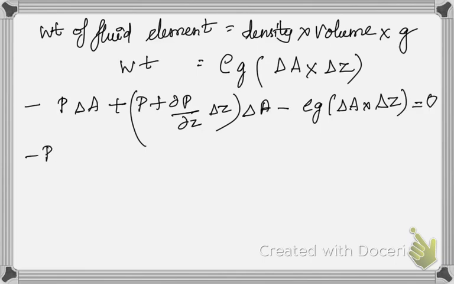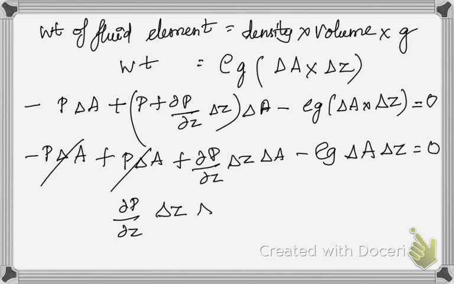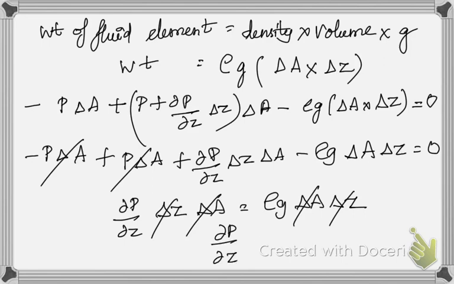Now let me simplify. P into del A, plus P into del A plus dou P by dou Z del Z into del A, minus rho G del A del Z is equal to 0. So minus P del A and plus P del A will get cancelled. So dou P by dou Z into del Z del A is equal to rho G del A del Z. Del A and del Z will get cancelled again. So I will have dou P by dou Z is equal to rho G.